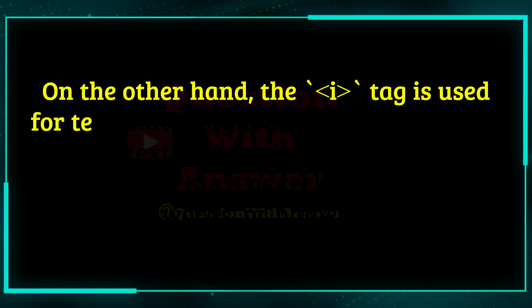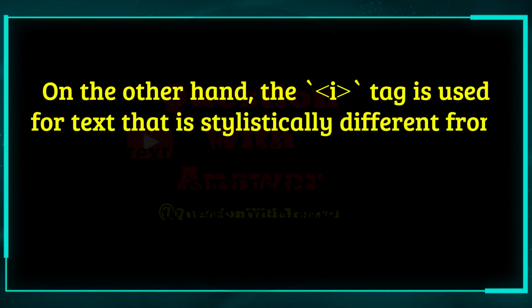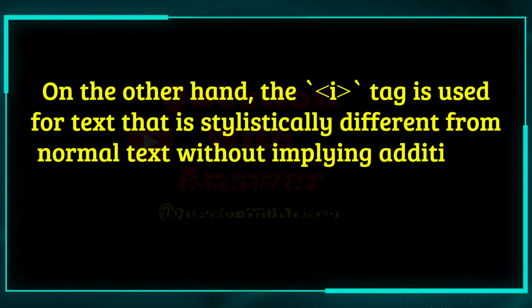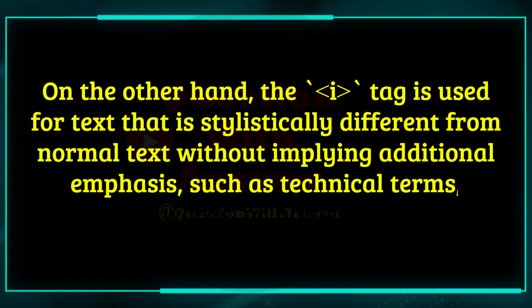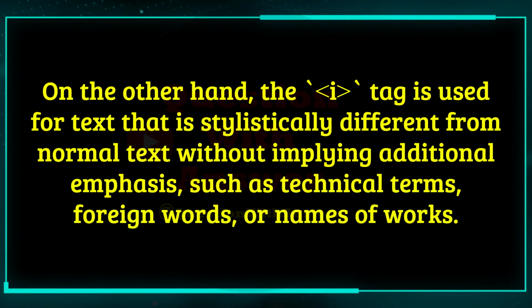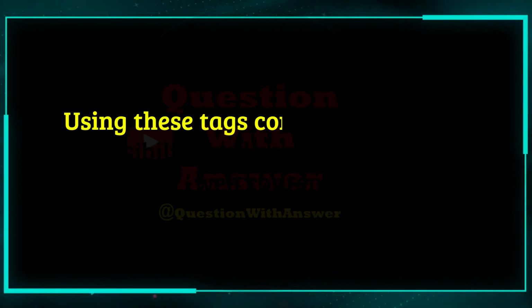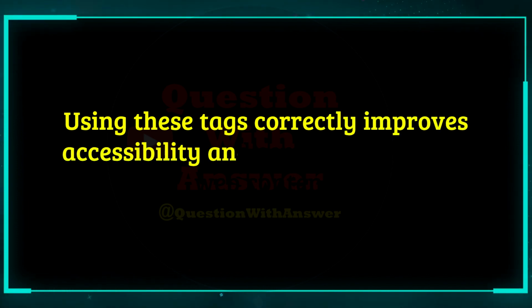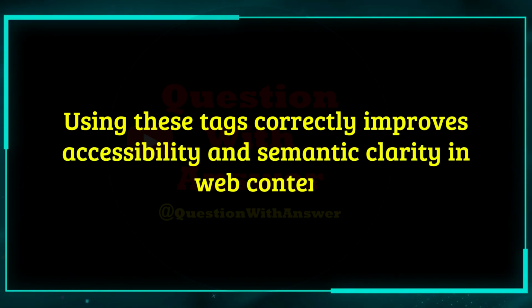On the other hand, the i tag is used for text that is stylistically different from normal text without implying additional emphasis, such as technical terms, foreign words, or names of works. Using these tags correctly improves accessibility and semantic clarity in web content.